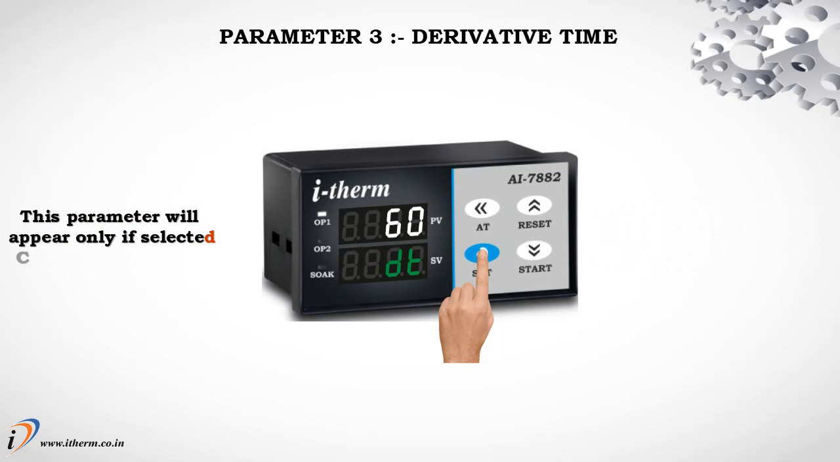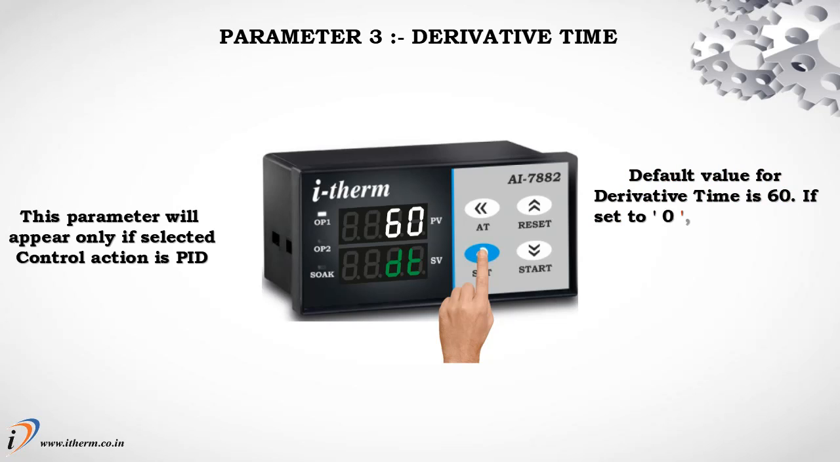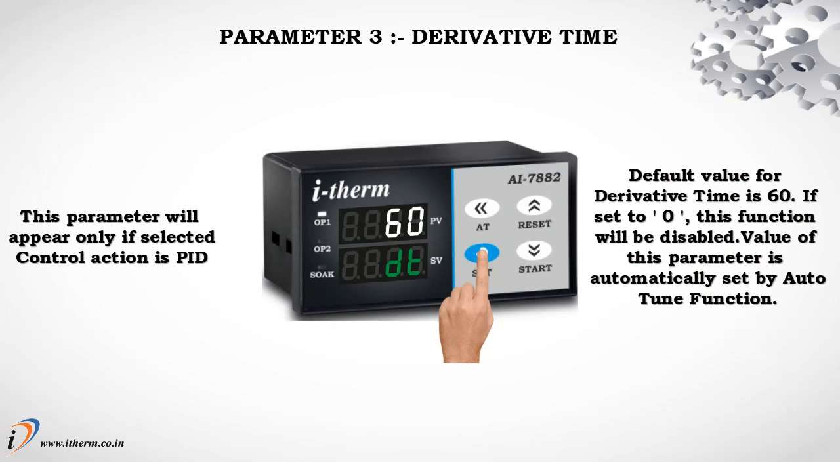Parameter 3, Derivative Time. This parameter will appear only if the selected control action is PID. The default value for derivative time is 60. If set to 0, this function will be disabled. The value of this parameter is automatically set by the auto-tune function.